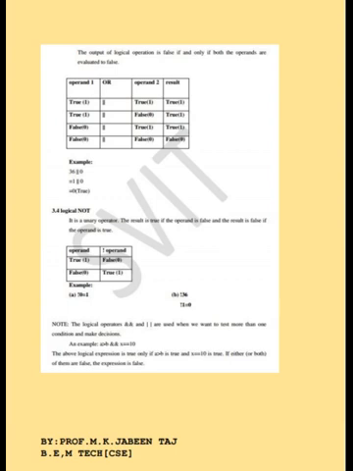Note, the logical operators double ampersand and double pipeline are used when we want to test more than one condition and make decisions. An example is A is greater than B double ampersand X is equal to 10. The above logical expression is true only if A is greater than B is true and X is equal to 10 is true. If either or both of them are false, the expression is false.